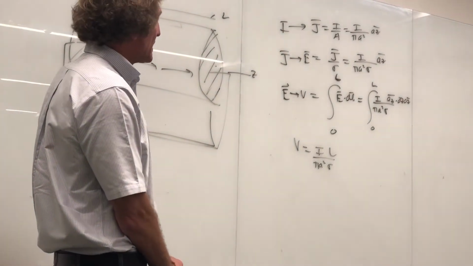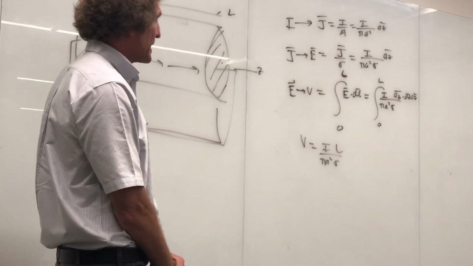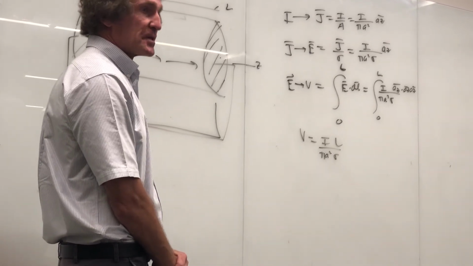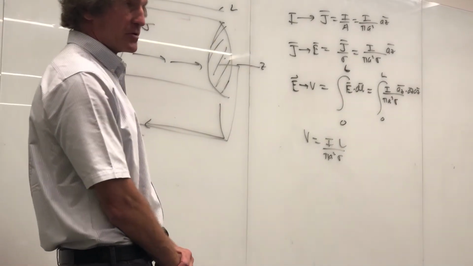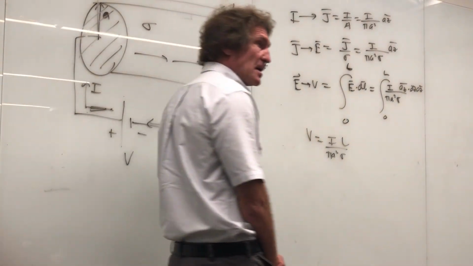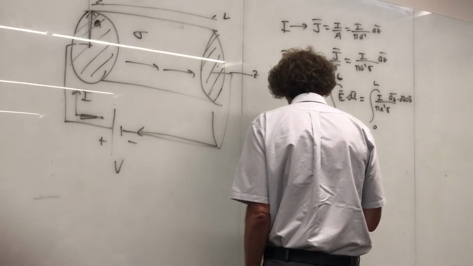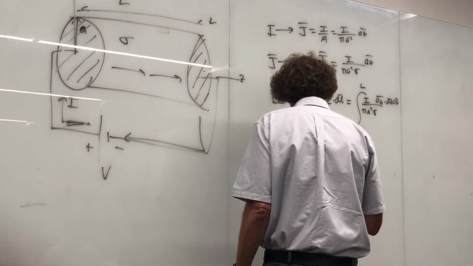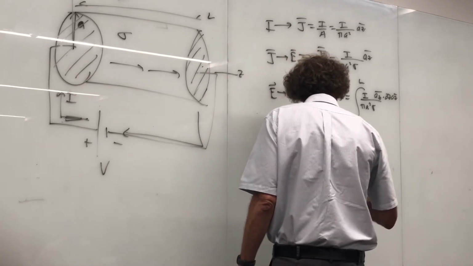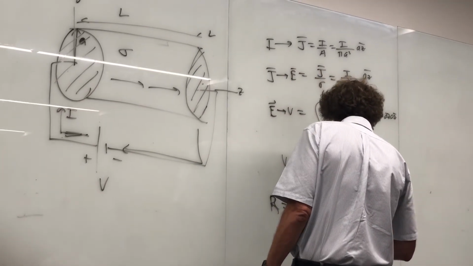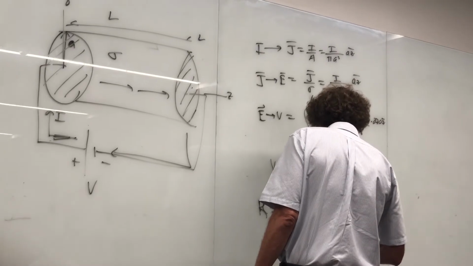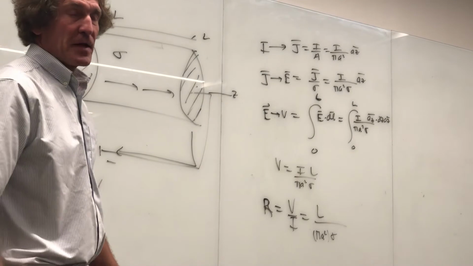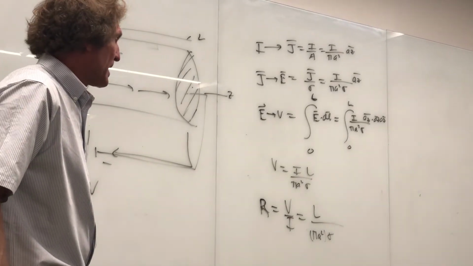I assumed I, I get J. After J, I get E. After E, I get V. I'm after resistance. That's really what conductivity is good for in terms of calculating things. So now I can calculate the resistance between these plates, R, and I can say it's just V over I, and you'll notice it becomes L over pi A squared sigma. You all see that? And that's the resistance. Now, a comment I'm going to make here.